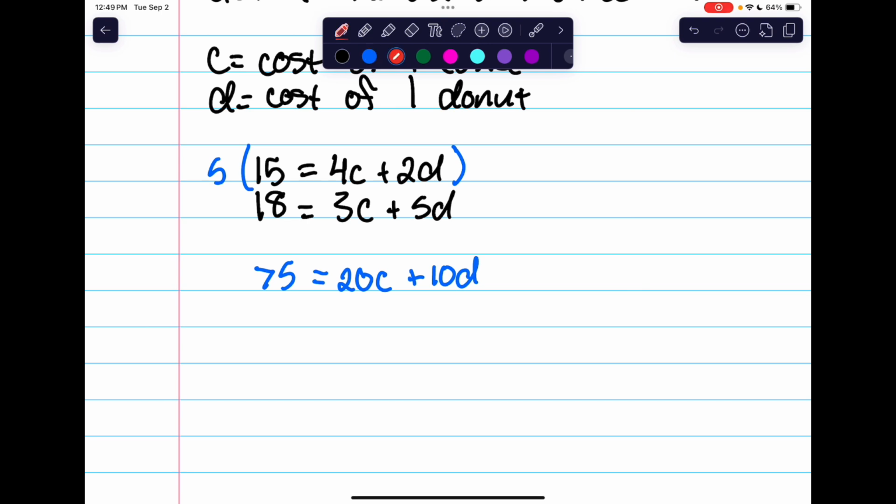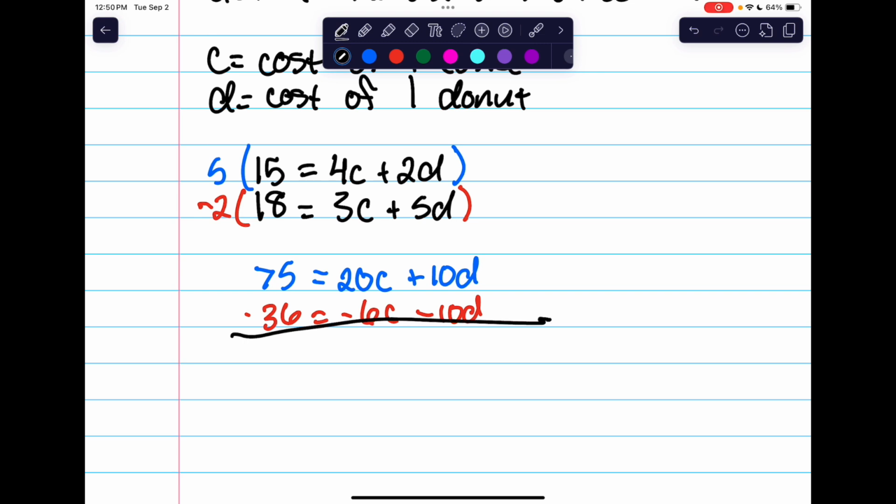And then remember, we're trying to eliminate D, so we have to get 5D to equal negative 10D because we want to eliminate the D variable. So we multiply by negative 2. Negative 36. So 18 times negative 2 is negative 36. 3 times negative 2 is negative 6, which gives us negative 6C. And 5D times negative 2 is negative 10D. And here we are. Our D variables are going to cancel.